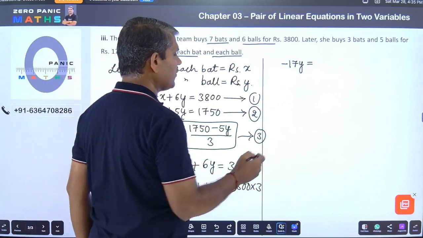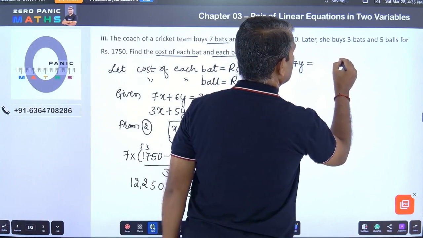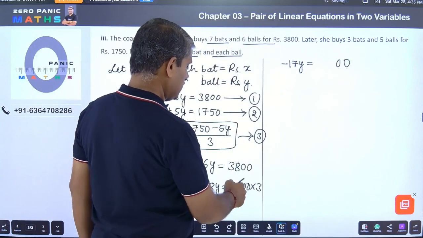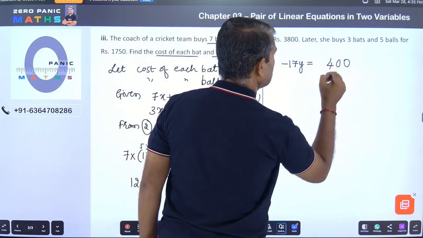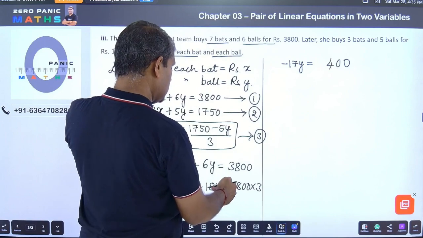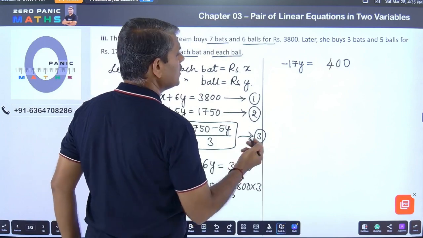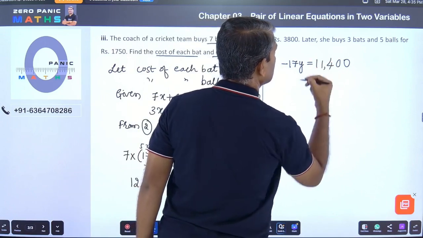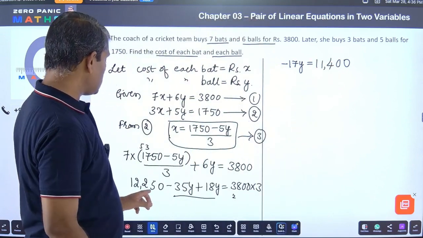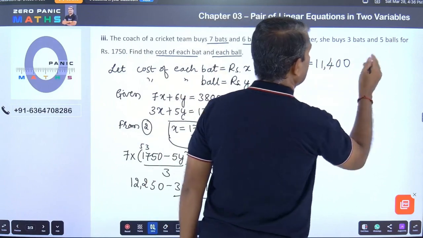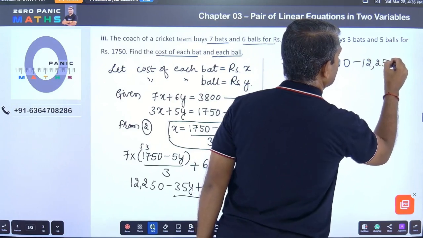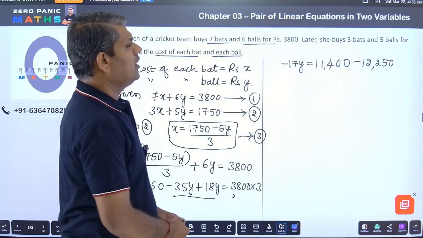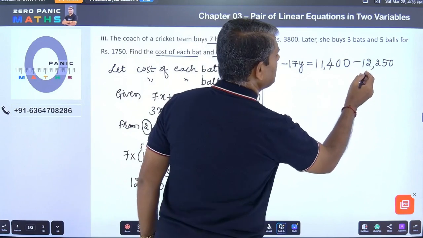Let us do that first. 3 8s are 24, and 3 3s are 9 plus 2, that is 11, so 11,400, minus 12,250. I'm taking 12,250 to that side. What will it give me? Let us subtract 11,400 from 12,250.